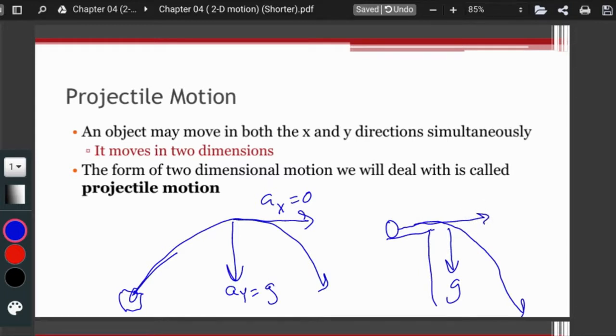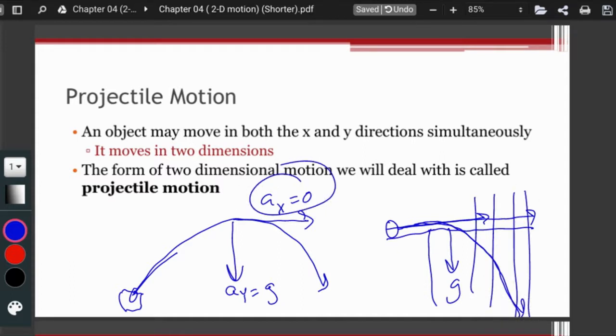Gravity starts pulling down, and as the ball is going forward, it will continue to move forward. So if I have two objects rolling at the same speed, one rolling straight across, one rolling off the edge of a cliff, they will stay in line with each other because the acceleration in the x direction is zero.